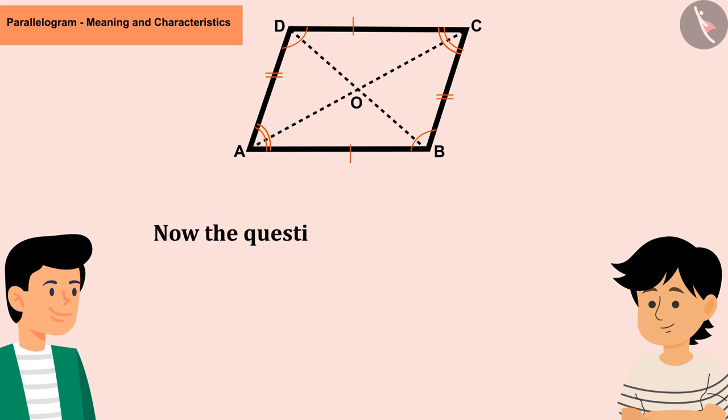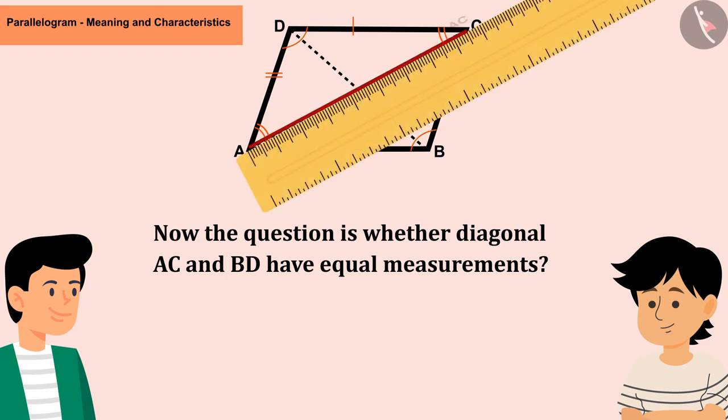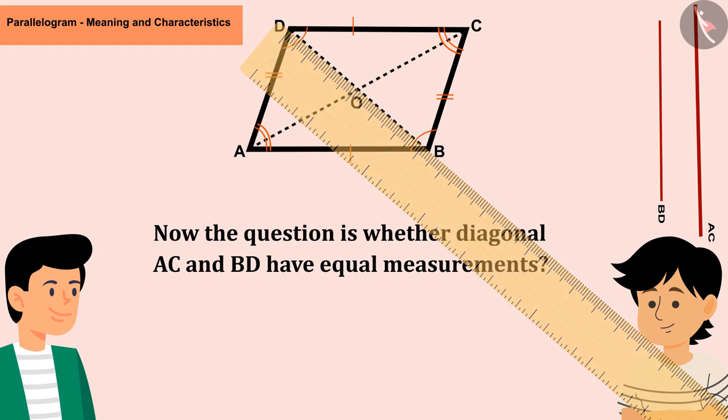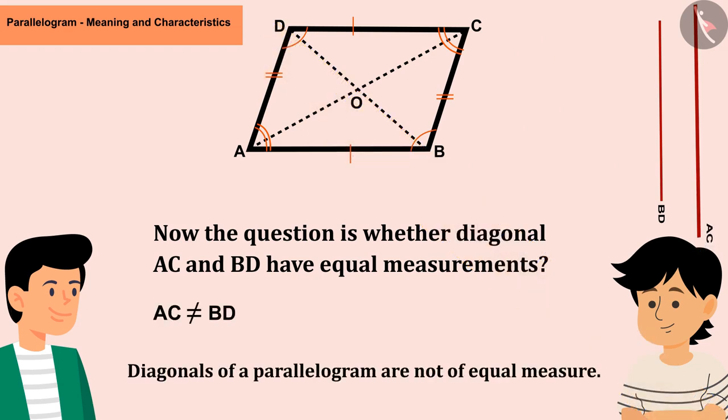Now the question is whether diagonal AC and BD have equal measurements. Find the length of diagonal AC and BD using a scale. You will find that measurement of diagonal AC and BD is not equal.